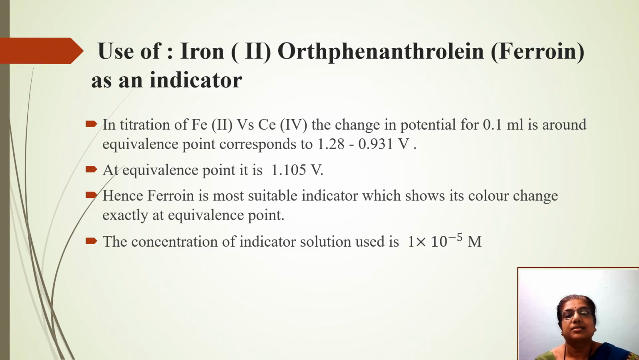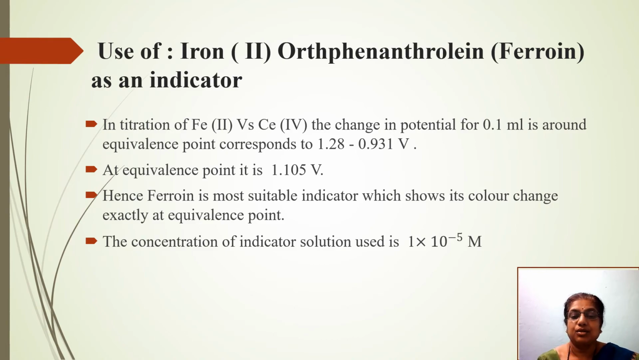Some other characteristics of ferroin. In the titration of Fe2+ versus ceric, when there is a little addition of 0.1 ml around the equivalence point, the sudden change in potential is from 1.28 to 0.931 volt. This change can include 1.015 in between. So ferroin indicator is quite suitable to locate the equivalence point of Fe2+ versus Ce4+ titration.